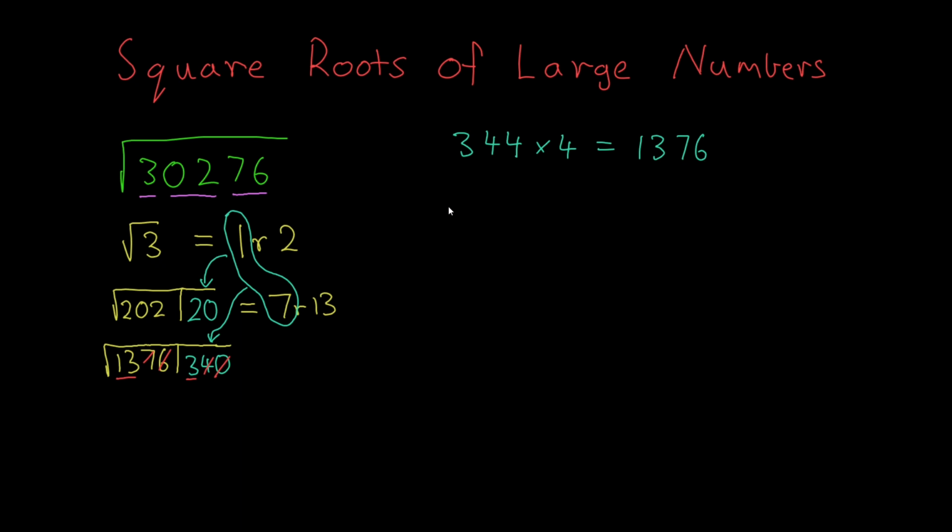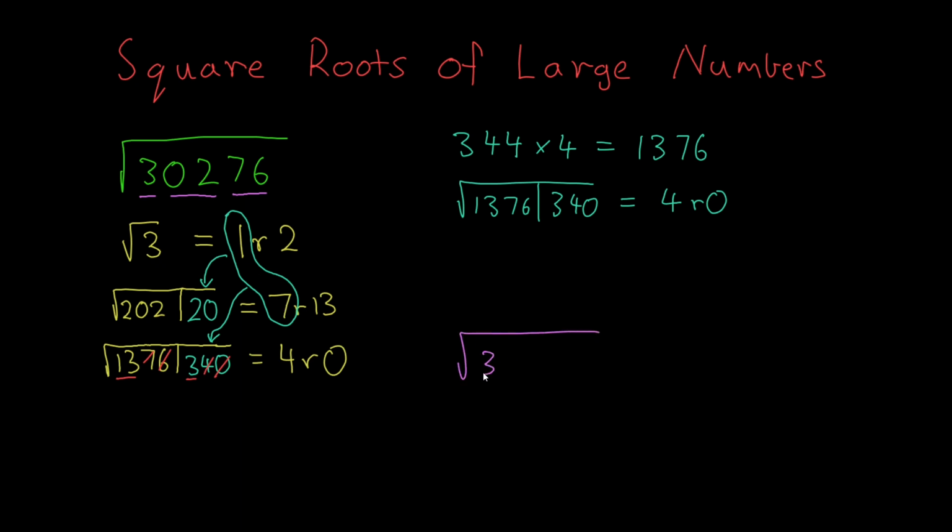1,376. And therefore, we learned that the square root of 1376 with respect to a gap size of 340 equals 4 with the remainder of 0. So equals 4 remainder 0. And so at this point, we're done. Our answer is here. It's 174. Square root of 30,276 is 174. And this is an exact equality. It's not an approximation. That's because we got a remainder of 0 on our last line.